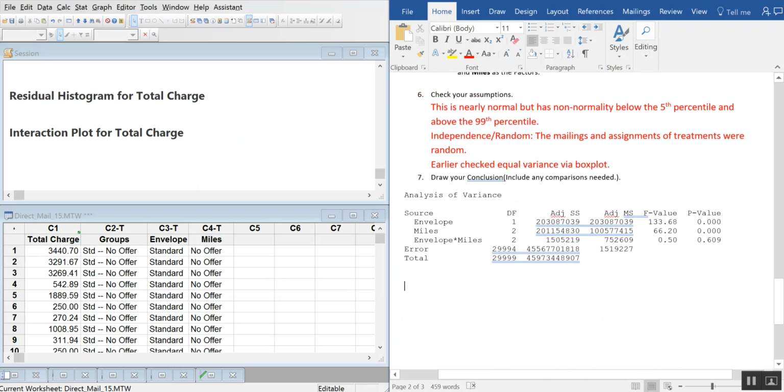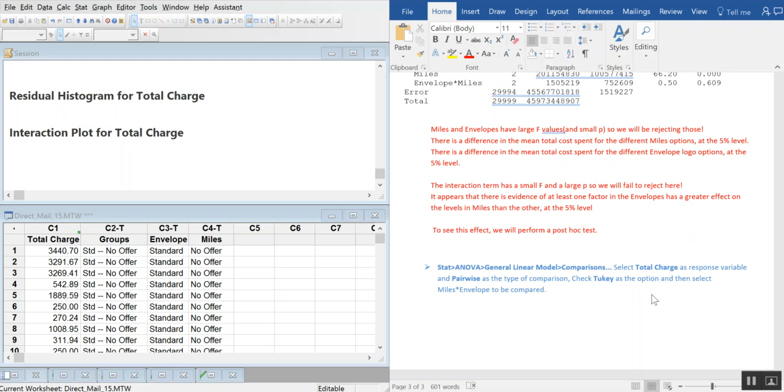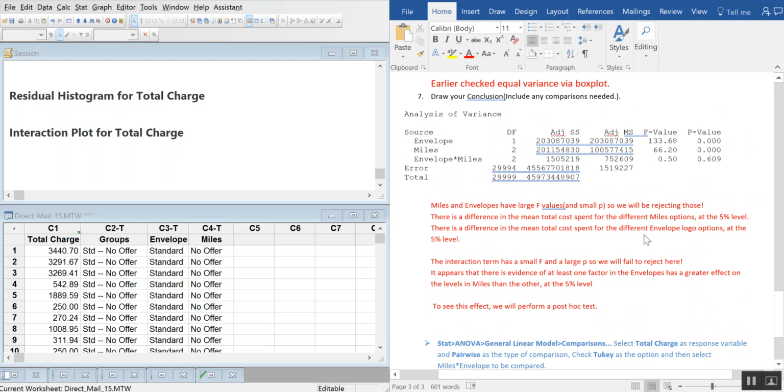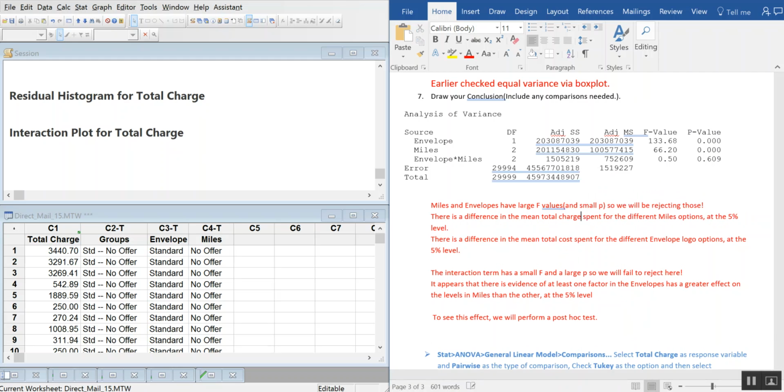So let's draw our conclusion. Alrighty. I paused so that I could type this all up because there's no point in all of you waiting while I type things. So as we saw already, I have large F values for both miles and envelopes, so those will be rejected. However, their combination is not rejected. So that means that when I look at mean total charges, the different miles options are significant at the 5% level. I wrote mean total cost here, sorry. And then the same for the logo options.